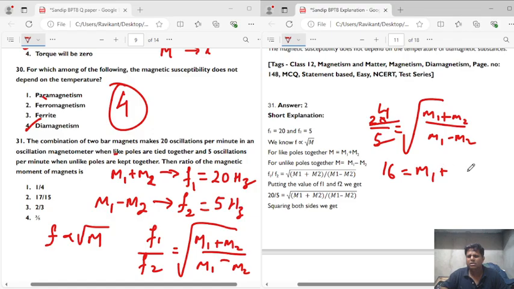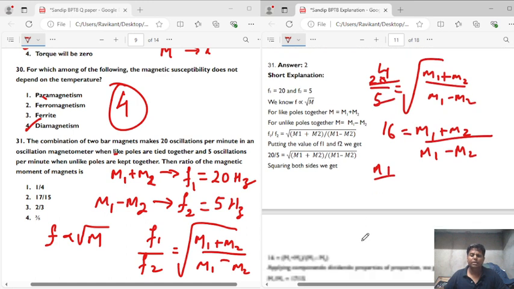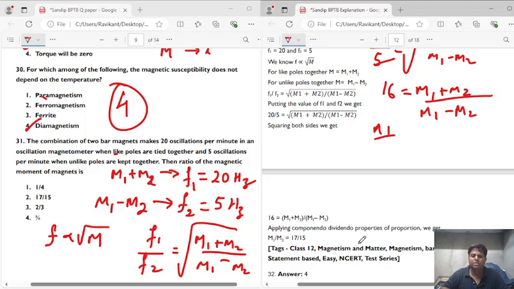M1 plus M2 upon M1 minus M2, and then we'll apply componendo and dividendo over here. From the ratio and proportion, we will get M1 upon M2 as 17 upon 15. So the correct answer is 17 upon 15, option 2. So the correct answer for question number 31 is option 2.